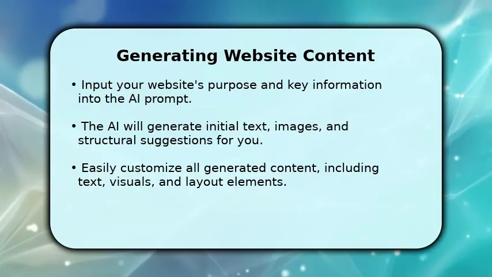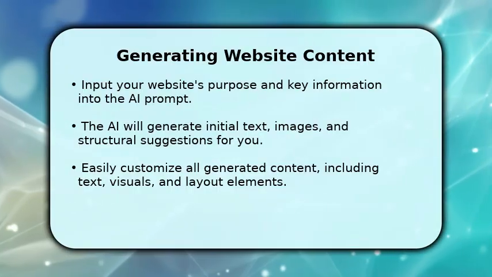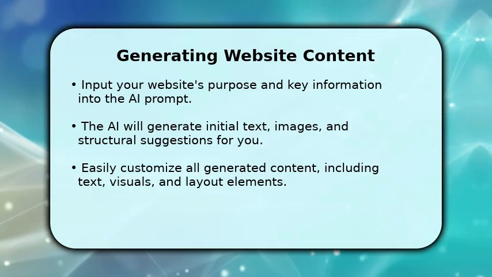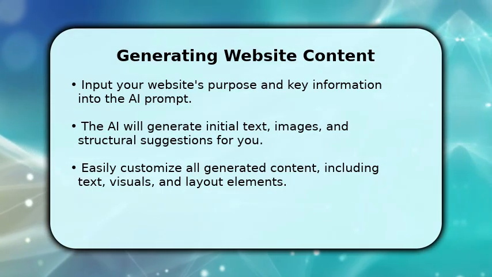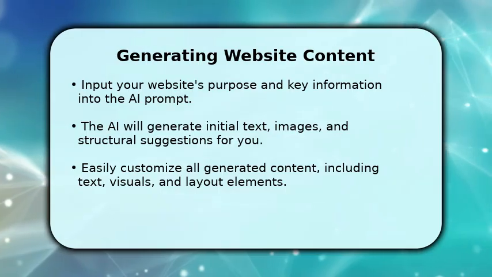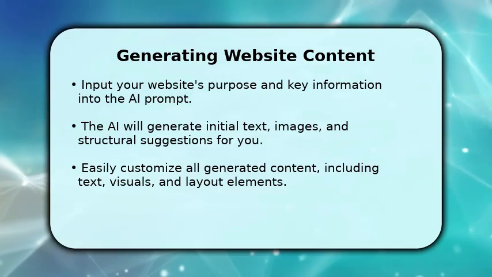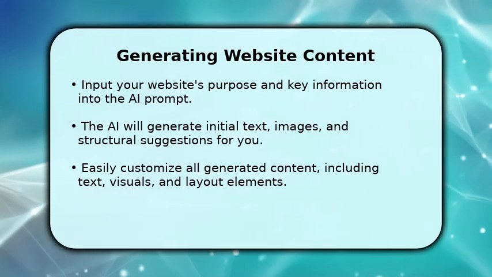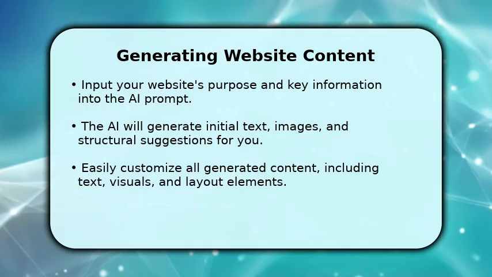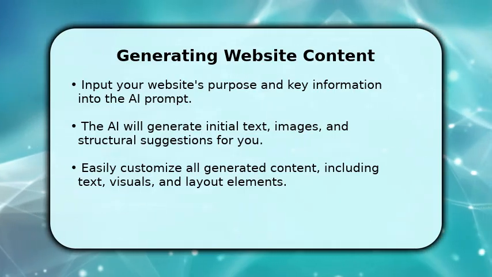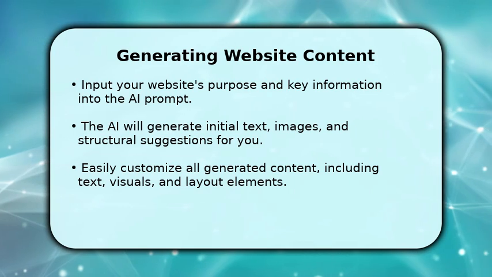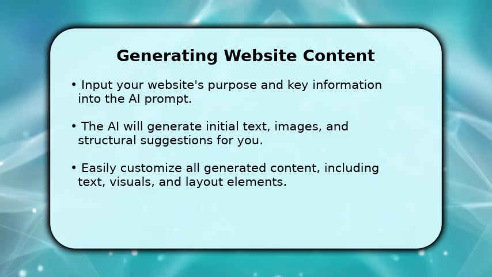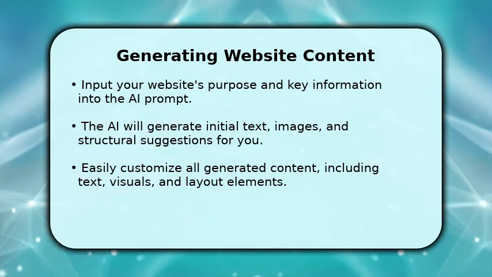Once your project is initiated, the next exciting step is generating your website's core content. You will provide the Gamma AI with a clear prompt outlining your website's purpose, target audience, and any specific information you wish to include. The AI will then intelligently generate initial text, suggest relevant images, and even propose a basic structure for your pages. Remember, every piece of generated content is fully editable, allowing you to fine-tune text, swap out visuals, and adjust elements to perfectly match your vision.